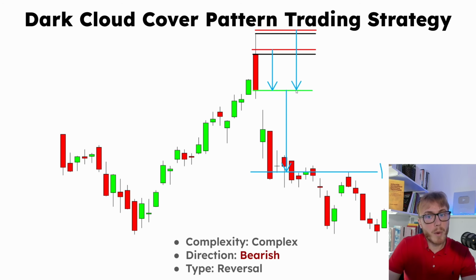But if you're using the wider stop loss and still aim to get a 2-to-1 risk to reward ratio, you also of course have to increase the target. So in this case, your target level might be all the way down here.